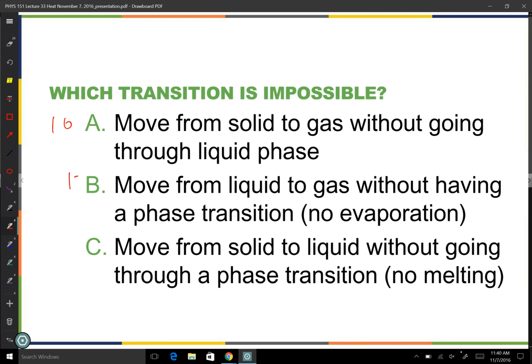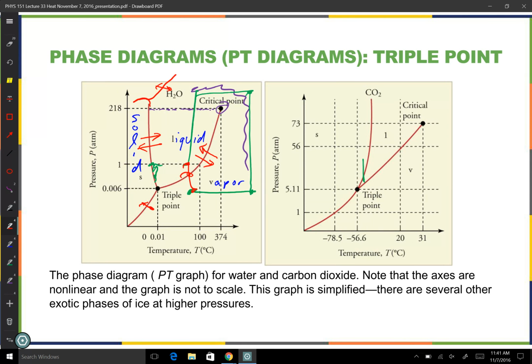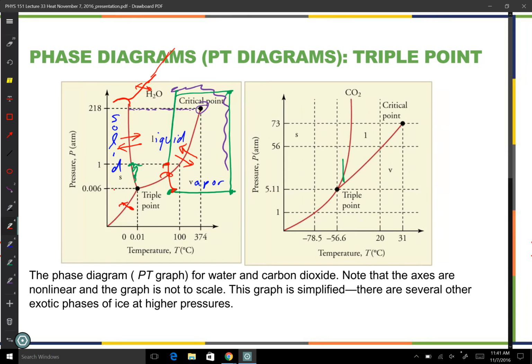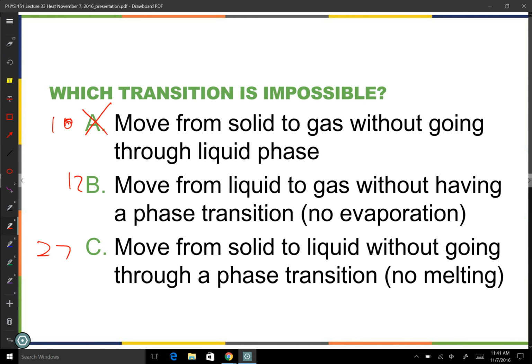10, 12, and 27. This top one's a 10. So let's go back to the previous slide rather than having a student answer. Let's see if we can go from solid to gas without crossing one of those red lines. Solid is here, gas is here. Can we go from solid to gas without going through? No, because this line goes up here and continues. So that one is not possible. You have to cross a phase line.